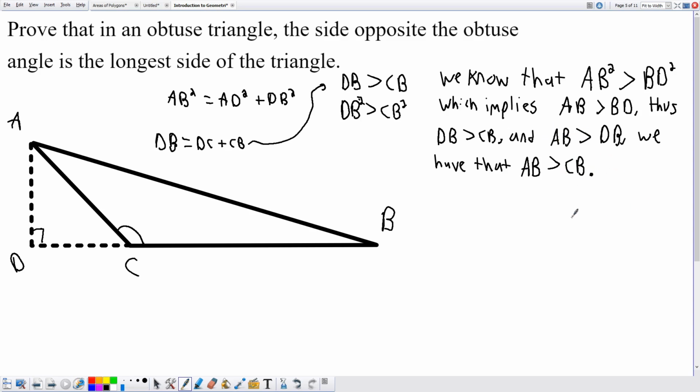It's kind of like if person 1 is taller than person 2, and person 2 is taller than person 3, then person 1 must be taller than person 3 as well. That's the basic gist of what we call the transitive property. Okay, so that proves AB is longer than BC. Well, how do we know it's longer than AC?